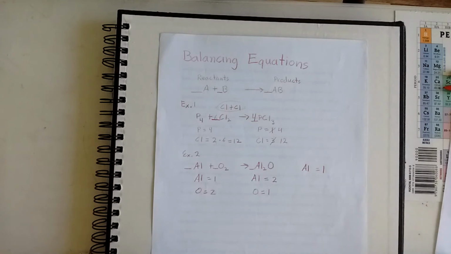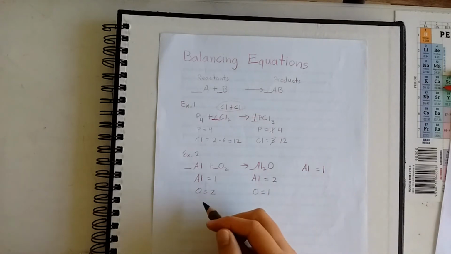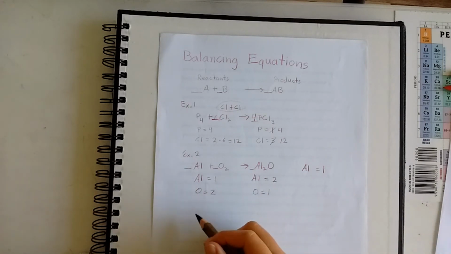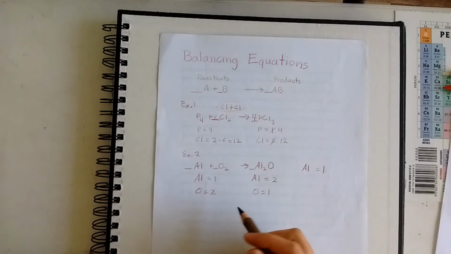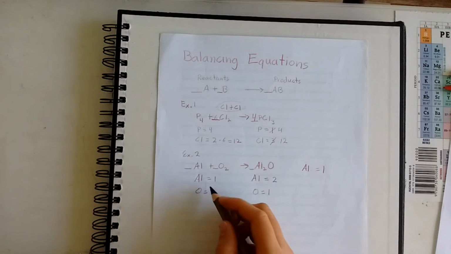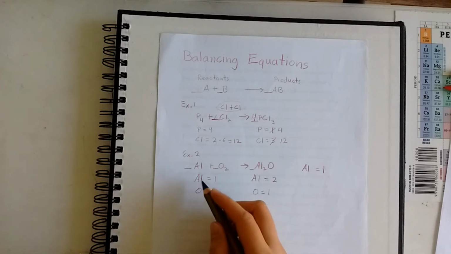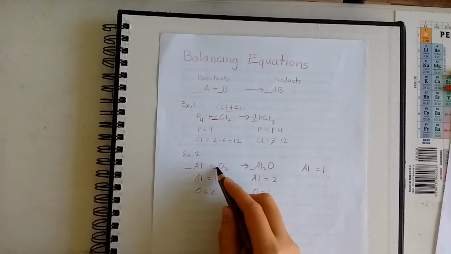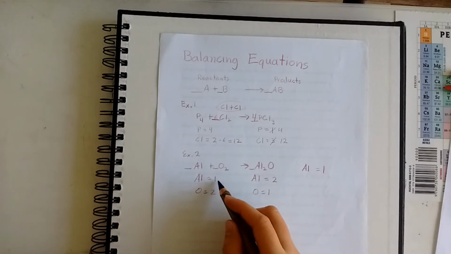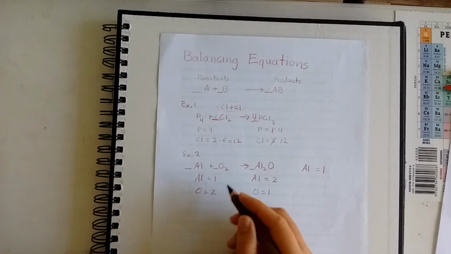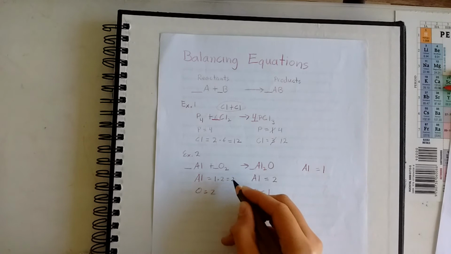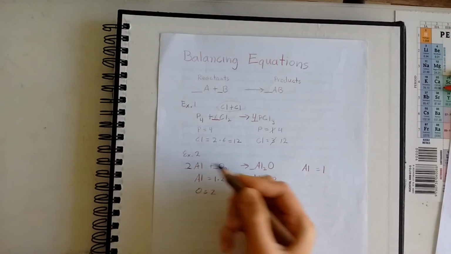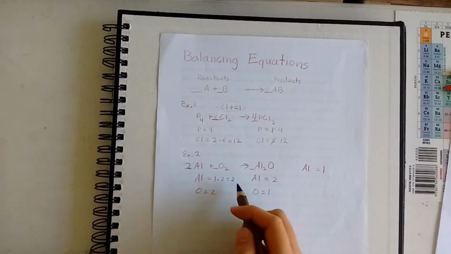So clearly it's not balanced yet. So what can we do here? I encourage you to pause the video and see if you can figure it out. Alright, so here, right, we only can add numbers here. So what times 1 will give us 2 for this side? So we know that 2 times 1 is 2, right? So we can put a 2 here. So now our new number of aluminums is 2.